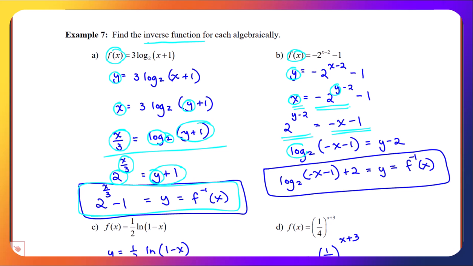Then the exponent of 2 that gives us negative x minus 1, that exponent is y minus 2. And then to get y by itself, we add 2 to both sides, and then we replace y by f inverse of x.